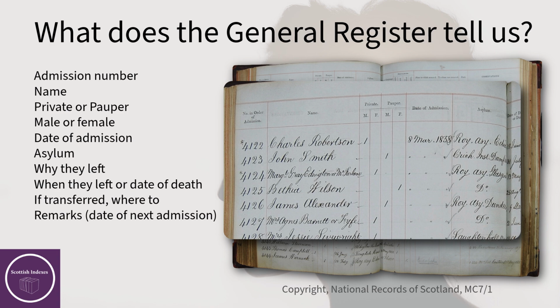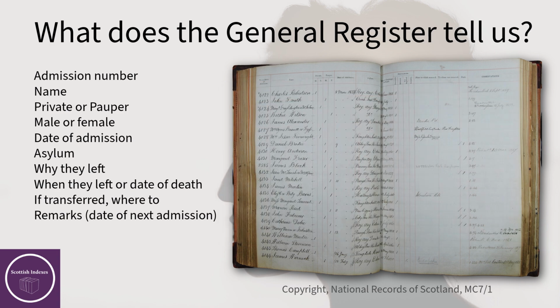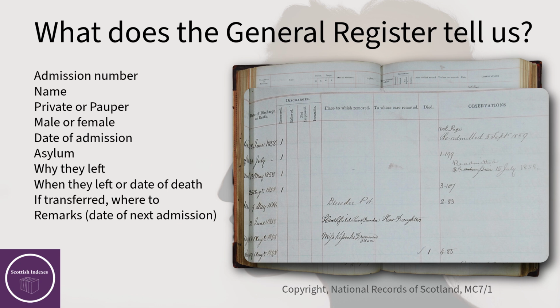We're told if they were a private or a pauper patient. Most patients were paupers because the parish would pay for their care. They couldn't afford to do that themselves. And we're told if they were male or female. Next, we have the date of admission to the asylum and which asylum they went to. This is followed by the date that they left the asylum and the reason why.